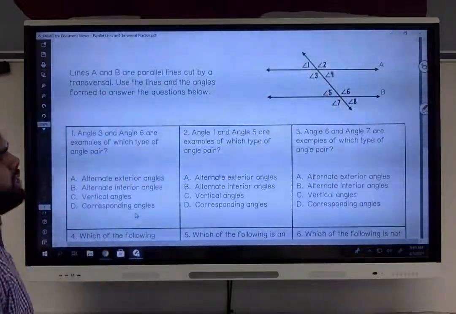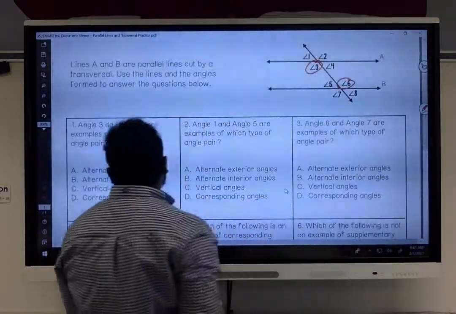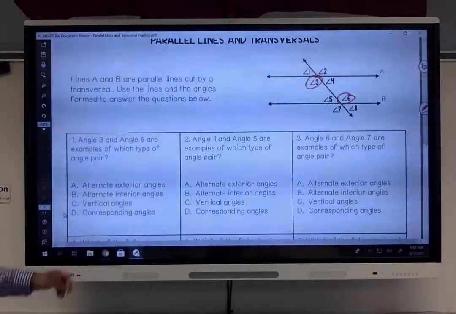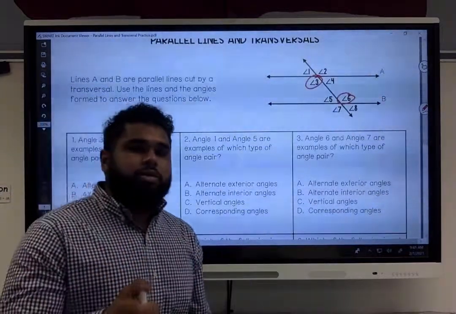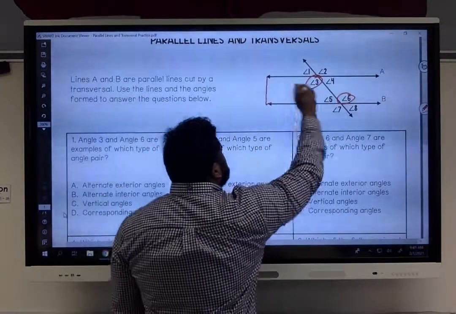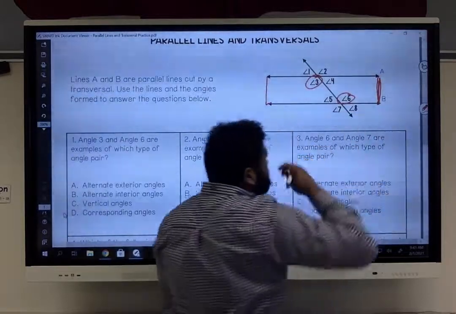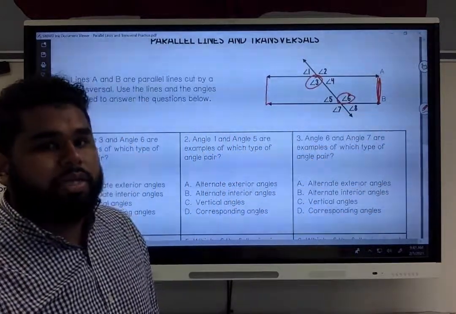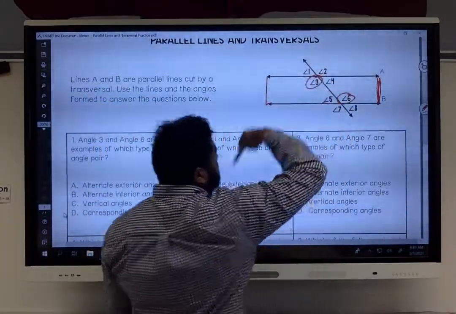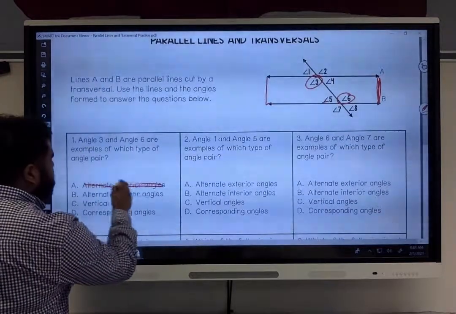Angle 3 and angle 6, so these two angles that we're working with are examples of which type of angle pair. So let's see. First thing I want to notice, are they interior or exterior? If I draw that little rectangle again, are they on the inside of that rectangular box or the outside? Well, it looks like they're on the inside. So they're going to be interior angles. So we can cross out this one because it says exterior.